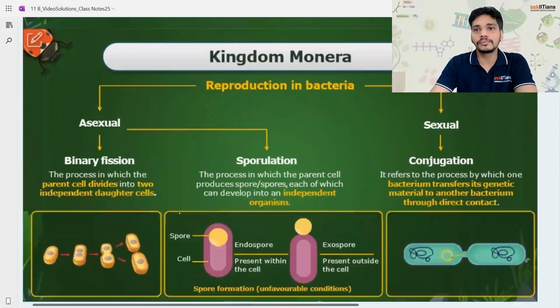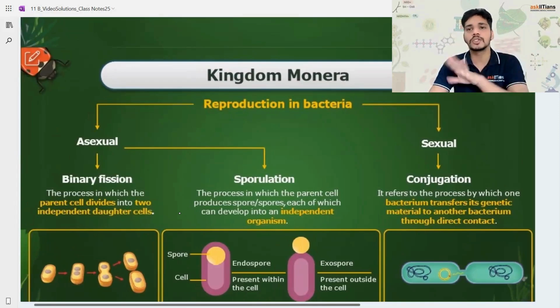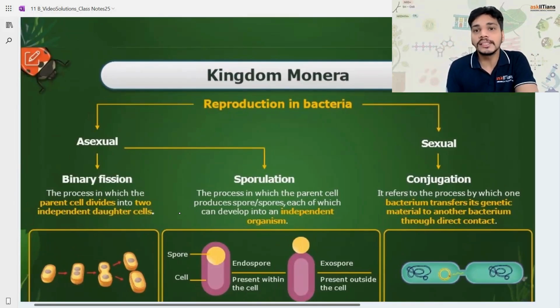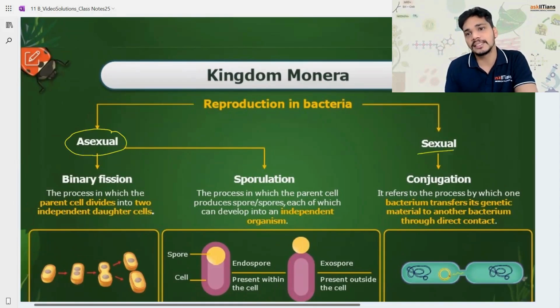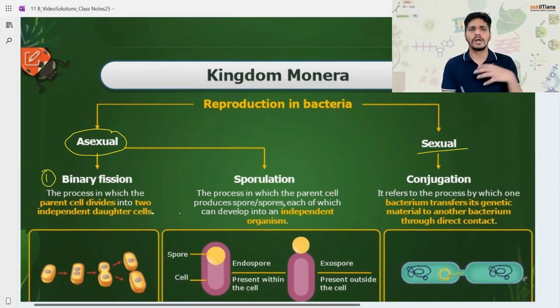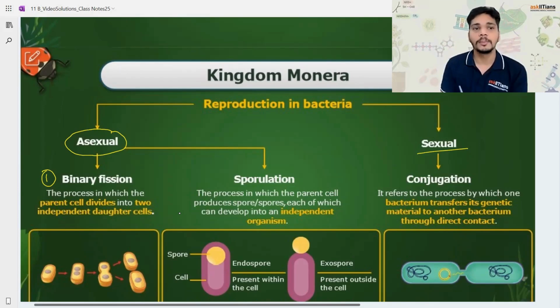Now, kingdom Monera. When you talk about the kingdom Monera, the first point that has to be in your mind is bacteria. Yes, it's bacteria. So reproduction in bacteria has two modes, asexual and sexual. When you talk about the asexual, first is binary fission. Binary fission, the moment you recall, one cell undergoes division into two daughter cells. Exactly correct. So it is the process in which the parent cell divides into two independent daughter cells.